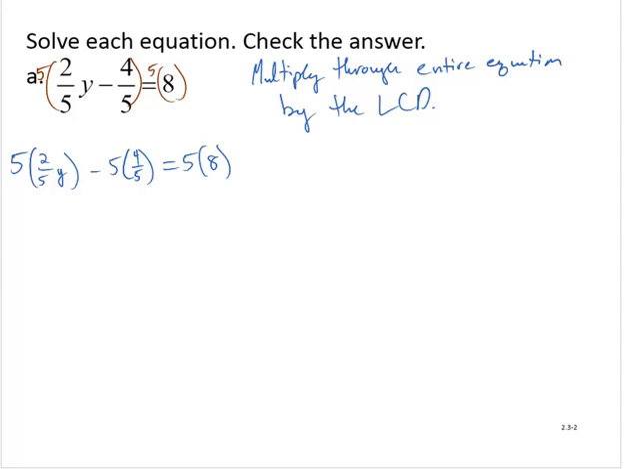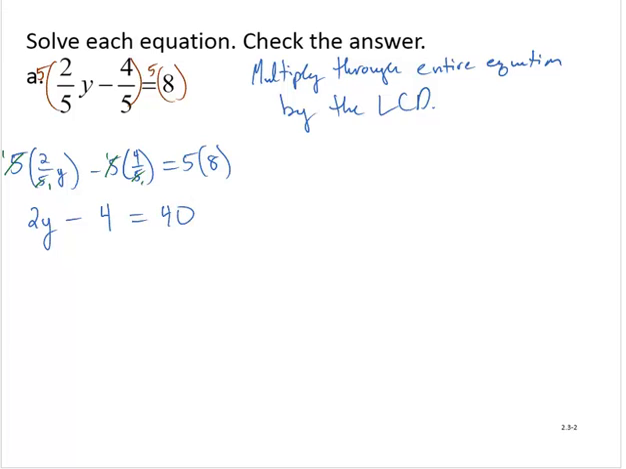5 times 2/5, I can reduce between those 5's, leaving 1 and 1. And so that would give me then 2y minus 5 times 4/5. I can again reduce between the 5's, leaving 1's. And 1 times 4 is 4. And on the right-hand side, 5 times 8 is 40.